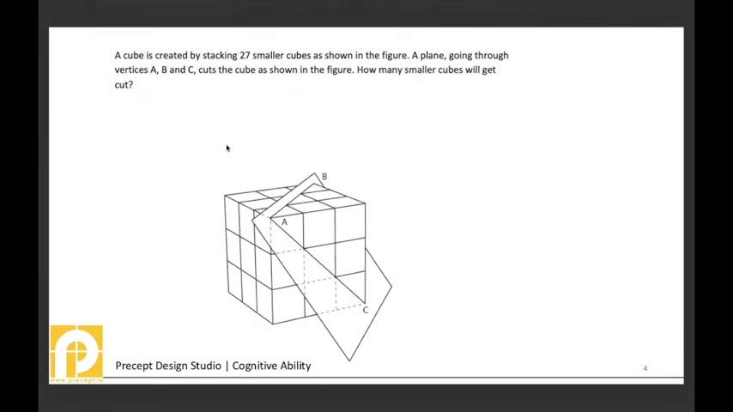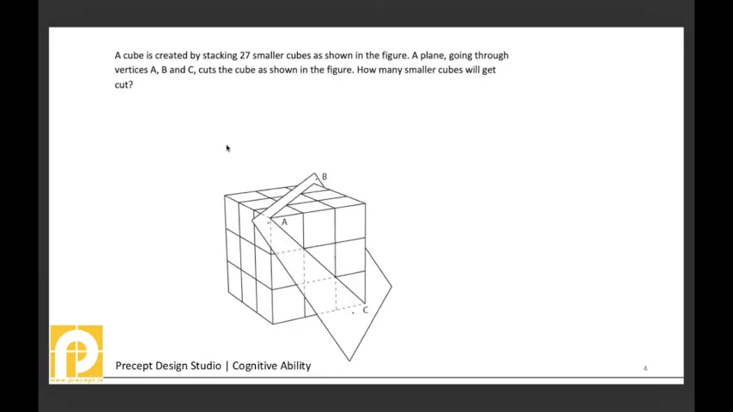A cube is created by stacking 27 smaller cubes as shown in the figure. A plane going through vertices A, B, C cuts the cube as shown in the figure. How many smaller cubes will be cut here? Okay, so we are given here a cube and the cube is getting cut by this particular plane at the points A, B, and C. We have to identify by the plane how many smaller cubes are getting cut in the larger cube.